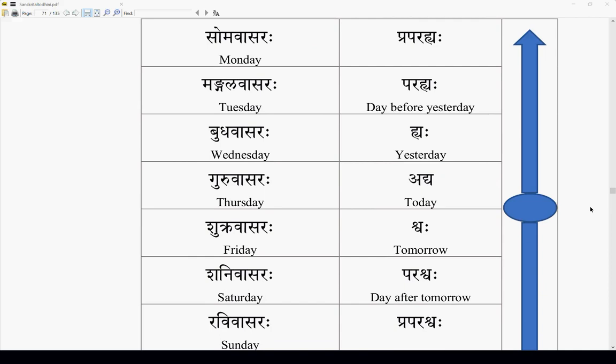Somavasaraha, Monday. What, the other side? No, just this one. That one we will see later. First column. Mangalavasaraha, Tuesday. Budhavasaraha, Guruvasaraha, Shukravasaraha, Shanivasaraha, Ravivasaraha. Yeah.